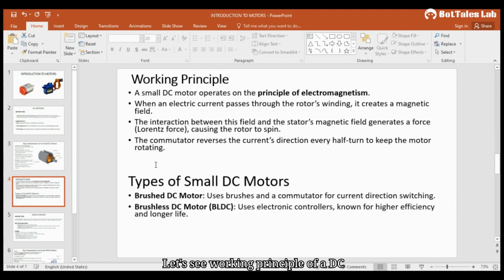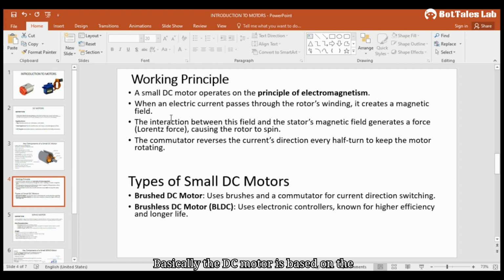Let's see the working principle of a DC motor. A small DC motor operates on the principle of electromagnetism. When an electric current passes through the rotor winding, it creates a magnetic field. The interaction between this field and the stator's magnetic field generates a force, causing the motor to spin. The commutator reverses the current direction every half turn to keep the motor rotating.